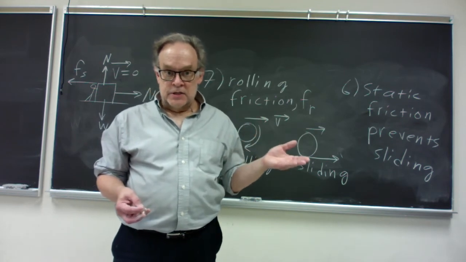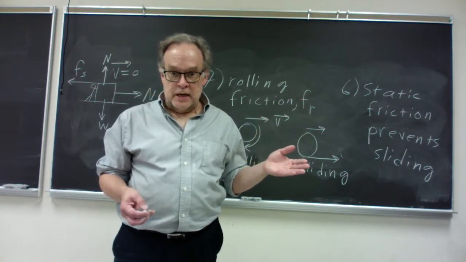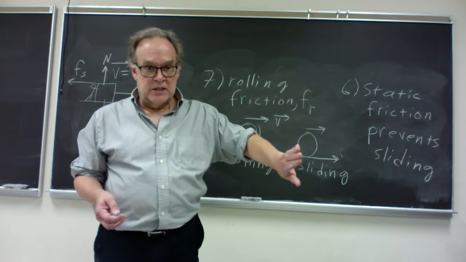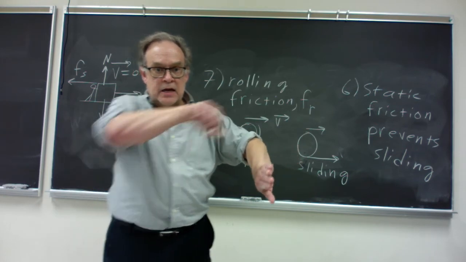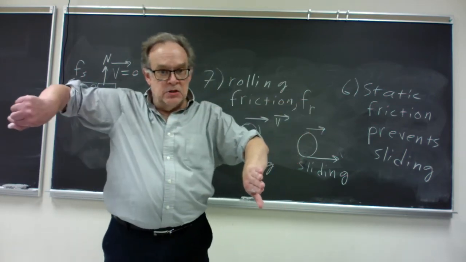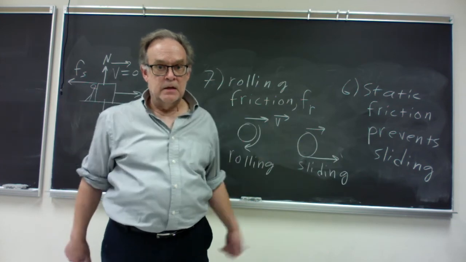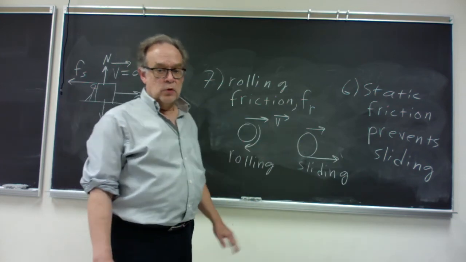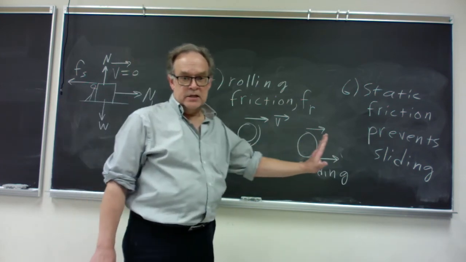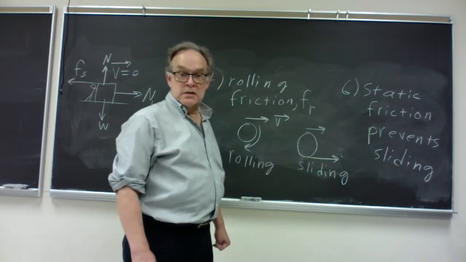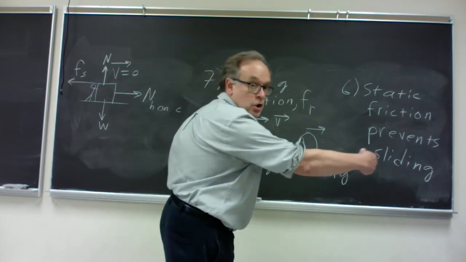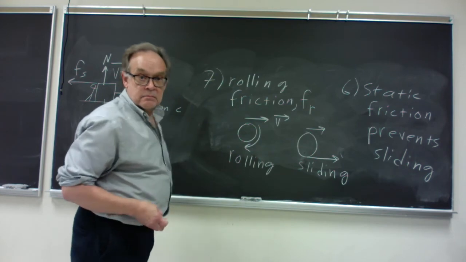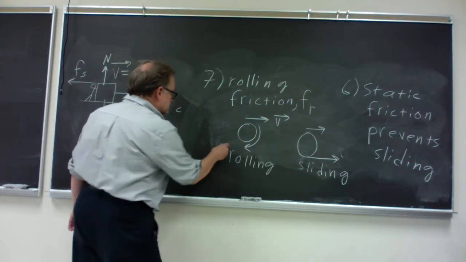Just as in the case of static friction, when static friction prevents some kind of slide, it's because the static friction force points opposite to the slide. Same thing here. If rolling friction is preventing sliding this way, it's because that force opposes the sliding, points the other way.